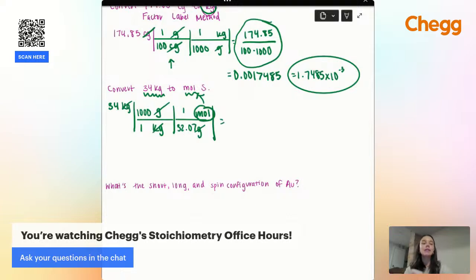So again, this is the factor label method. I can multiply everything across the top and then divide by the bottom. So in my calculator, I would put 34 times 1000 divided by 32.07. I'm going to give you guys 30 to 45 seconds. Put that in your calculator and let me know what the answer is. See if you can beat me to solving that problem. You've got 30 seconds starting now.